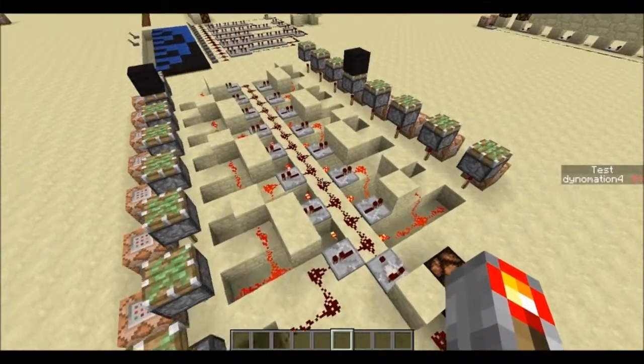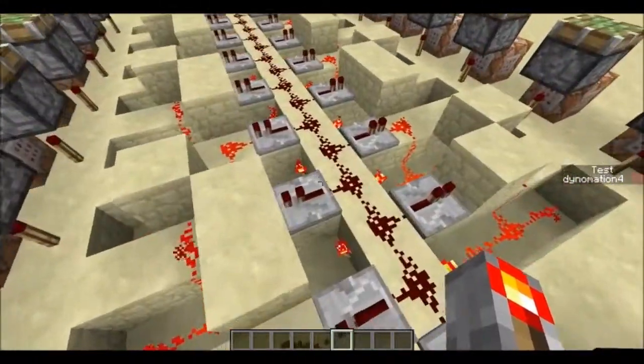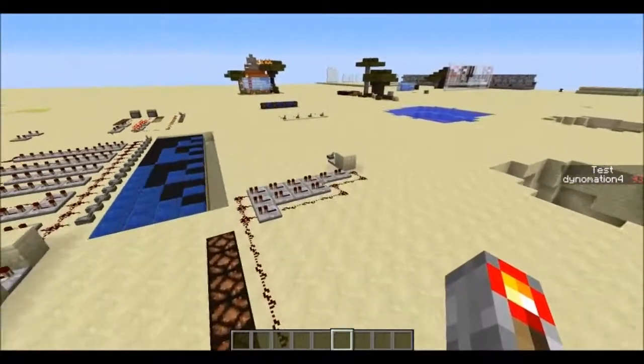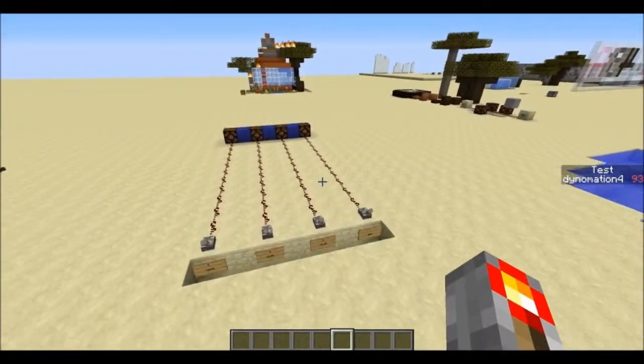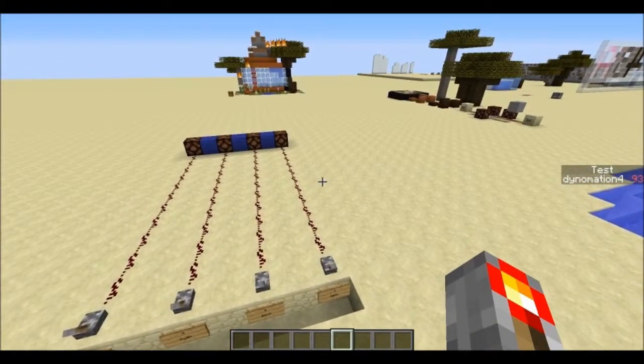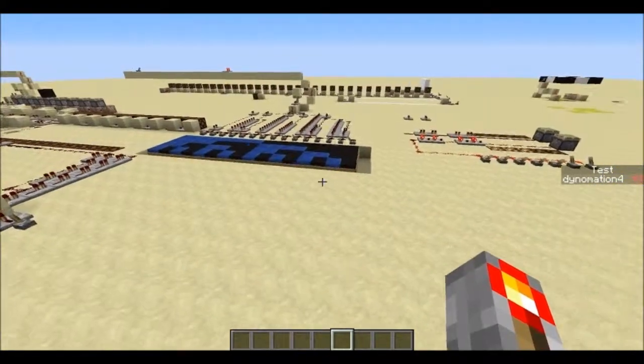So redstone is pretty powerful stuff, but how powerful is it? That is what I'm trying to find out. So I'm deciding to look at how much information you can send through a single redstone line.